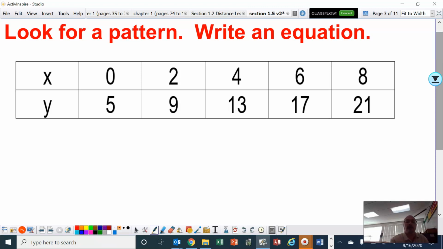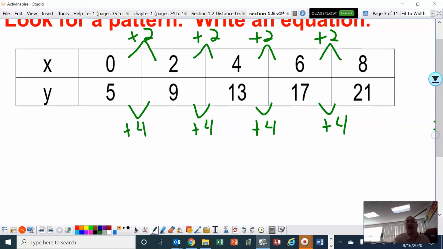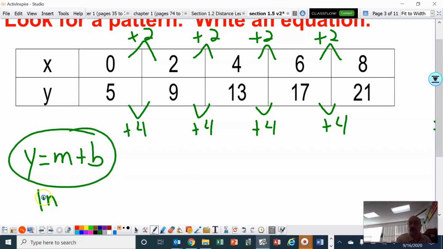So looks like in this problem, ladies and gentlemen, the x values are going up by 2. And it looks like the y values are going up by 4. Now, if you remember from intermediate algebra, we have that y equals mx plus b. Remember, that's the linear equation. The linear equation, straight line. And, whoops, I forgot the x. There we go. y equals mx plus b.